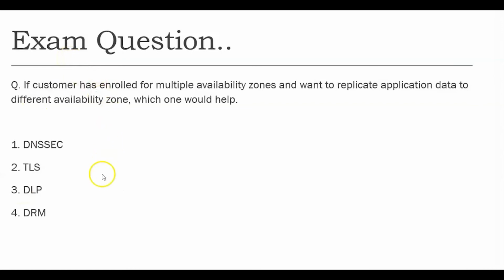This is a live question I am pasting here with minor modification in the language, because we are not allowed to give the exact language of the question. But let's say we have modified it in a similar way. If a customer has enrolled for multiple availability zones, so each CSP provides different availability zones for high availability, like one in UK, one in France, one in India, one in US, and wants to replicate application data to a different availability zone. So they want to replicate their application data in the second availability zone.